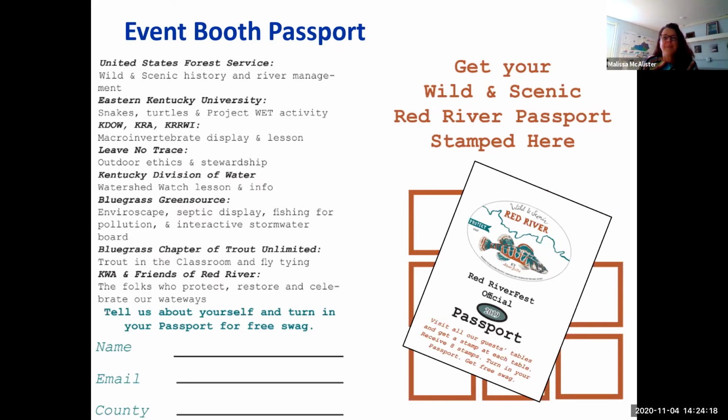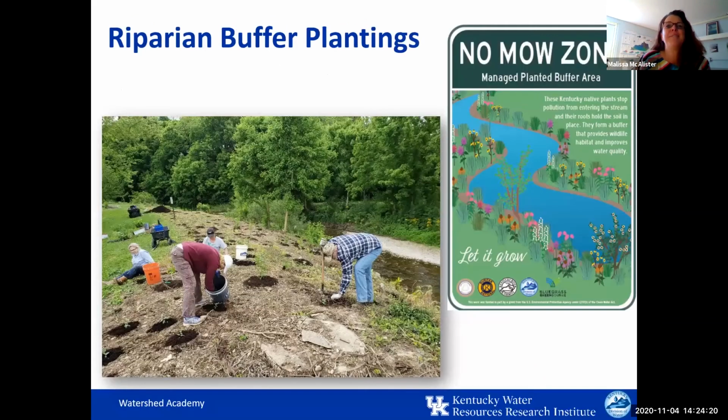So another event that most of you are probably familiar with is riparian buffer plantings. These do require some upfront planning and work, but they are a great feel-good community activity, and they can provide combined environmental and aesthetic benefits. This one in the picture is at a local park in Houstonville.